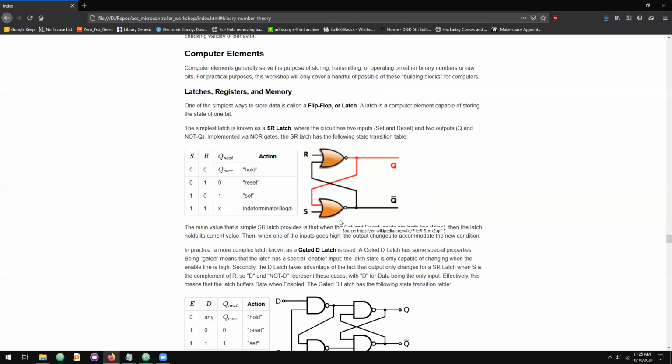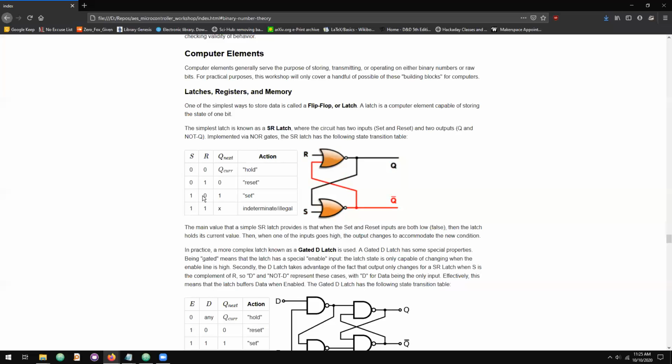There's now a difference in mapping between an input and an output. It's no longer a mathematical function where one input maps to one output. You can now have multiple inputs map to potentially multiple outputs, hence the state machine. So for this SR latch, you have inputs S and R, or set and reset.